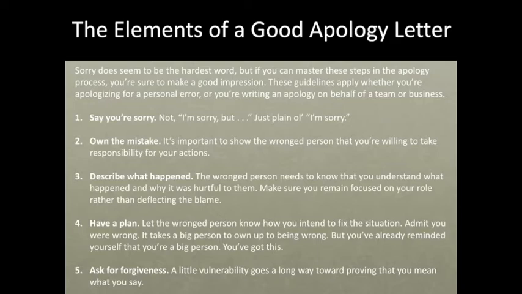Number 2, own the mistake. It's important to show the wronged person that you're willing to take responsibility for your actions. So own it, and truly own it. Sincerely own it. The third, describe what happened. The wronged person needs to know that you understand what happened and why it was hurtful to them. So it's not a bad thing to articulate that: I understand why you may feel the way you're feeling, and here's why I think you feel that way. That will go a long way, frankly. Just letting them know you know what happened and how they might feel because of that.